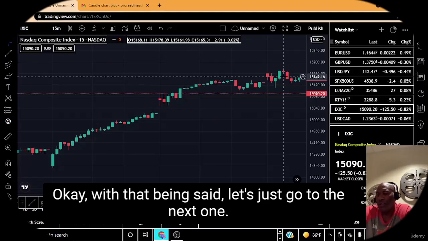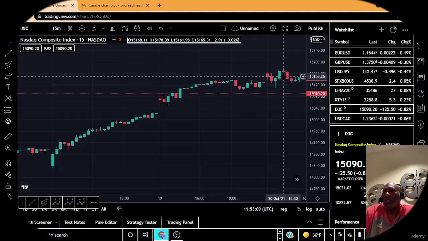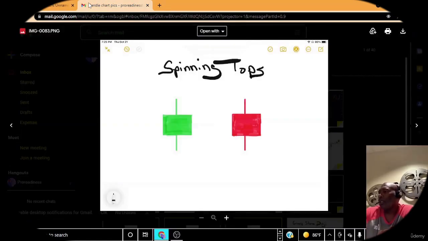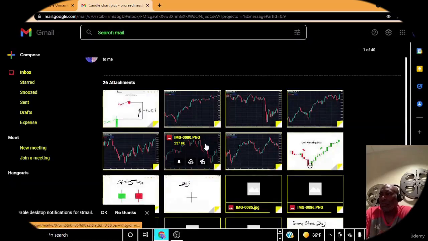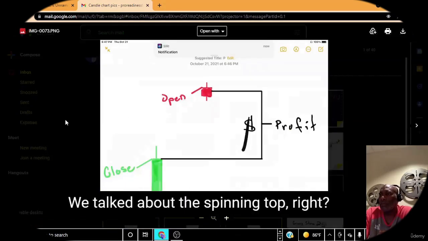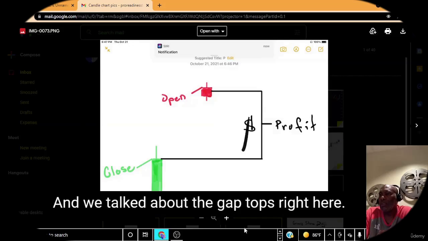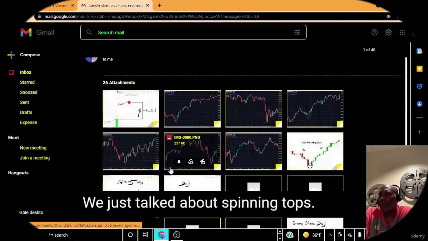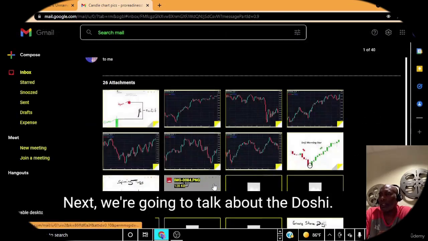With that being said, let's go to the next one. So we talked about the spinning top, right? And we talked about the gaps right here. We just talked about the spinning tops. Next, we're going to talk about the doji.